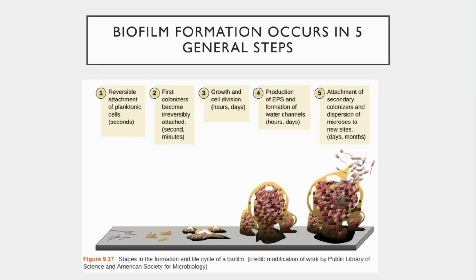Step three is continued growth and cellular division, which takes a time course of hours to days. And then in step four, the production of EPS, which is exopolysaccharide. Essentially, this is what the biofilm is made of in the formation of these water channels. And in step five, attachment of secondary colonizers. So these are colonizers that come after this primary biofilm is produced, and dispersion of microbes to new sites. And this can happen over the course of days or months.